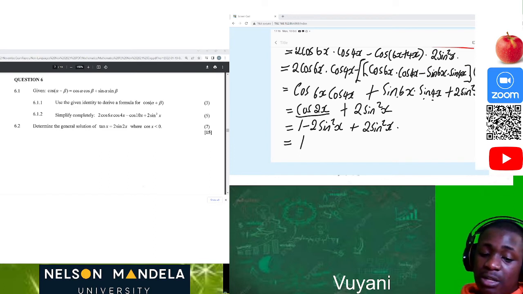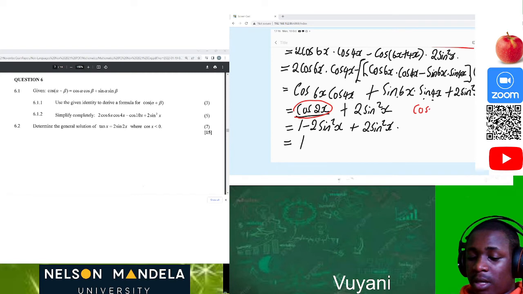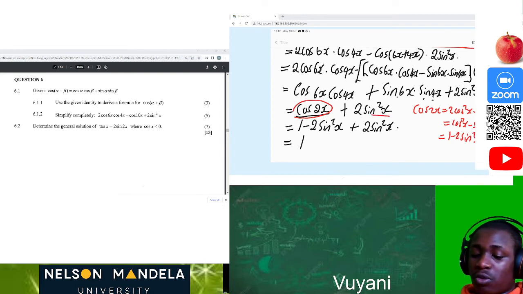Then we end up seeing that we also have a double angle here, and we know that the double angle of cos 2x can either be equal to 2 cos squared of x minus 1, or cos squared of x minus sine squared of x, or it can be 1 minus 2 sine squared of x. So since we have sine, we decided to remove this double angle and put this sine squared.